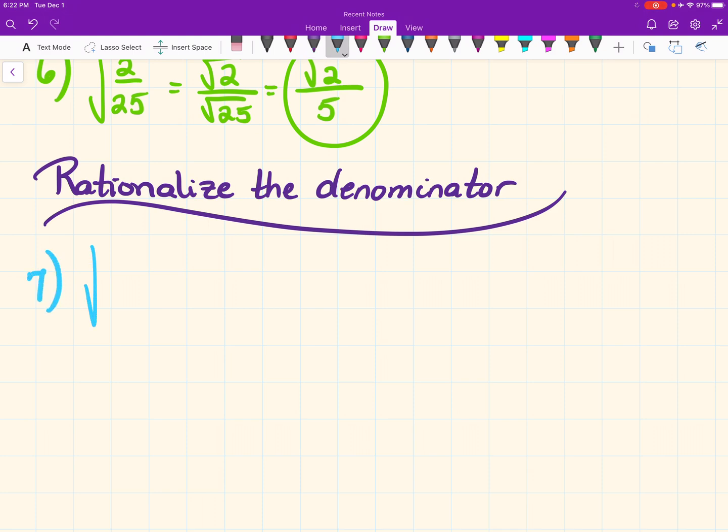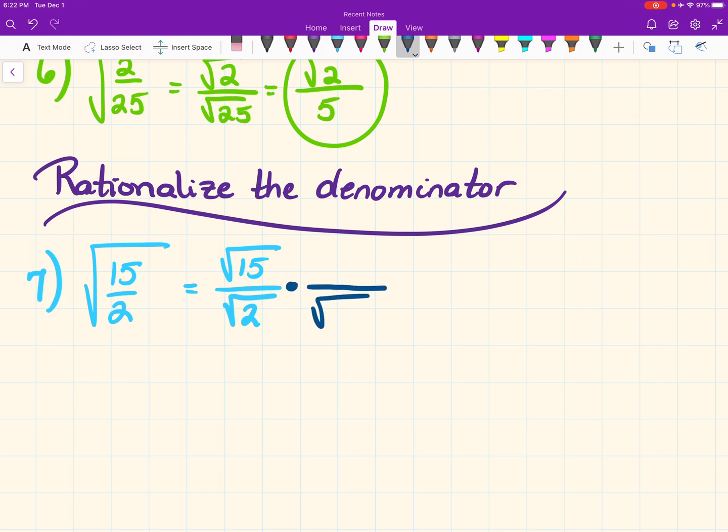Number 7, square root of 15 over 2. Okay, this one's not going to come out as nice. So we have the square root of 15 over the square root of 2. But we cannot leave that square root of 2 in the denominator. That's an illegal move. We have to get that 2 out. Well, there's no partner for 2 to escape, so we have to orchestrate or cause a jailbreak. Well, what do we need in order for 2 to come out? We need another square root of 2. We need a partner for 2 to escape.